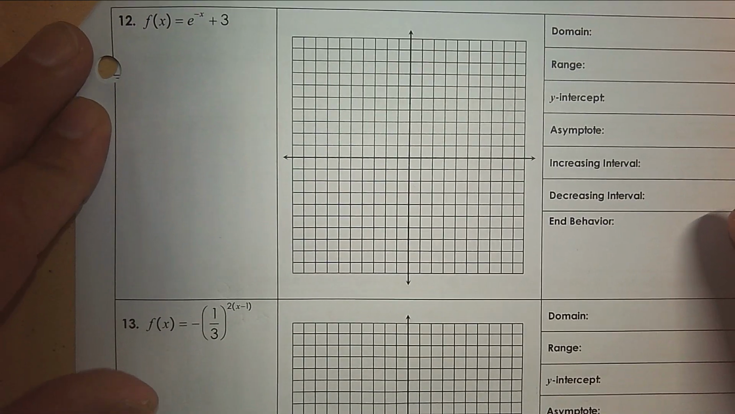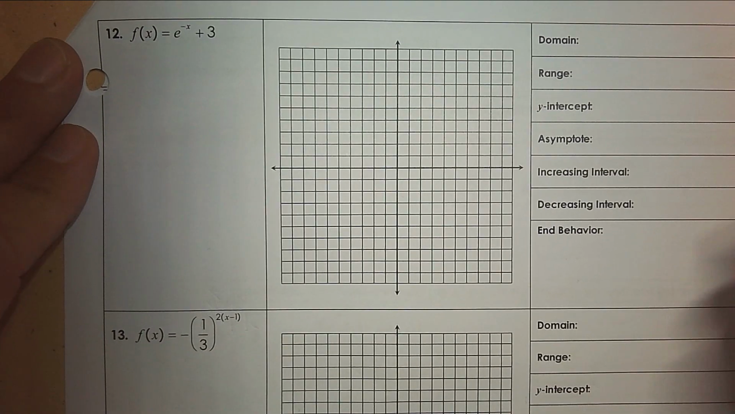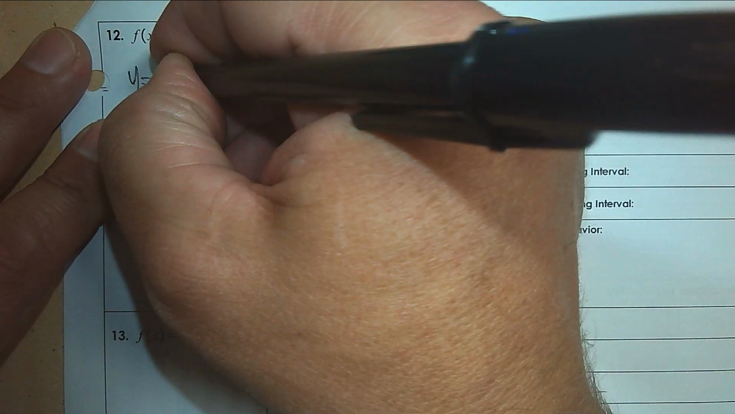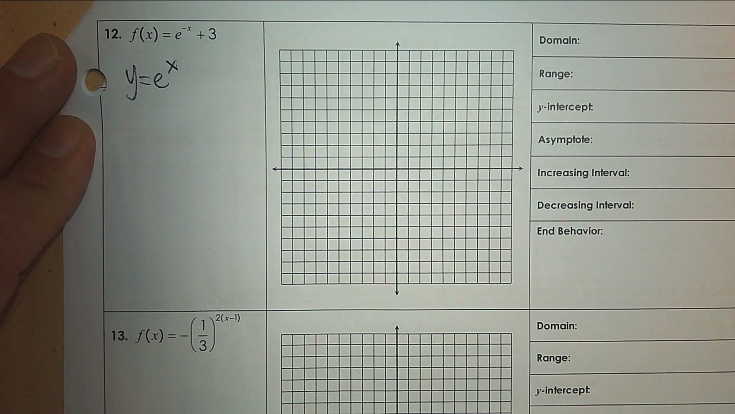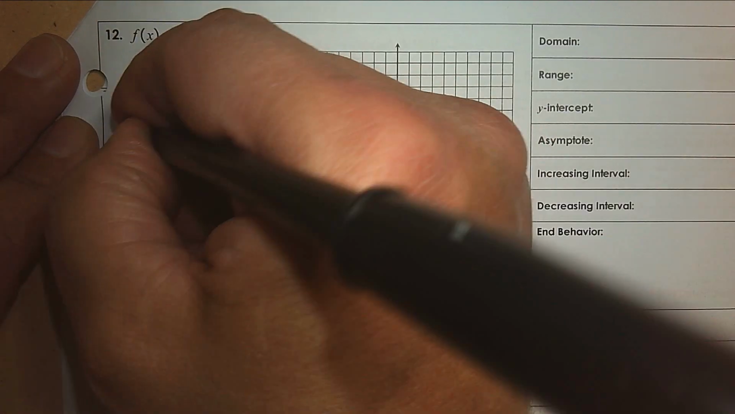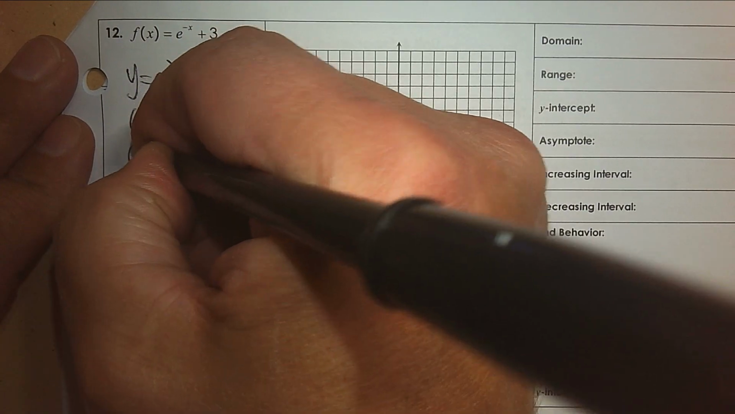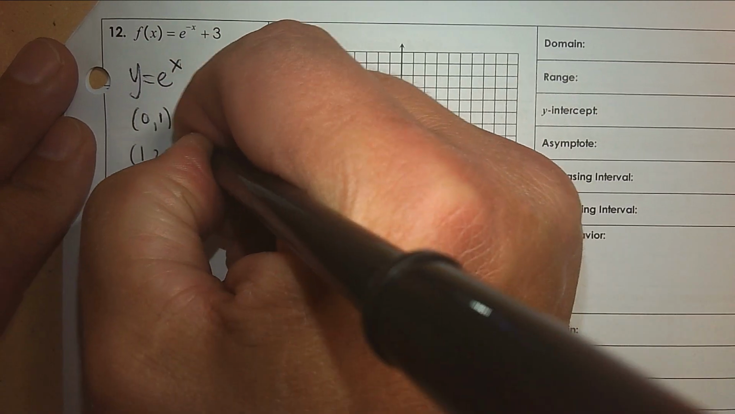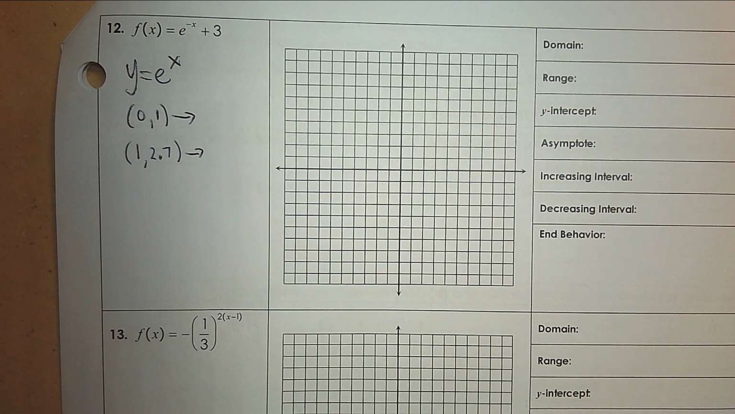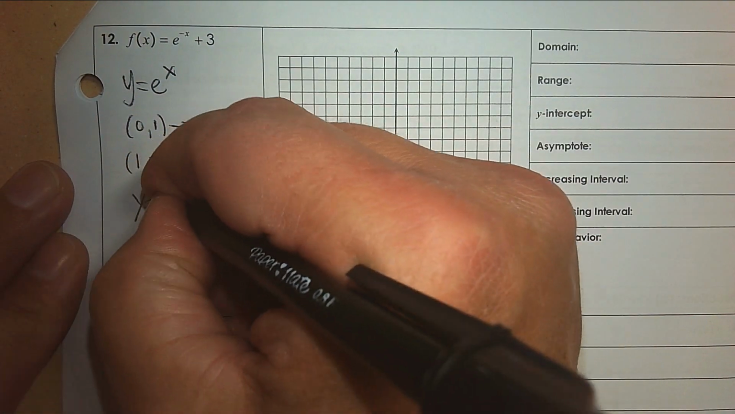Number 12. What's the base for number 12? e to the x. Now, we're going to use 0 and 1, and then we're going to use 1 and e, a point just for transformation purposes. And then we have y equals 0.